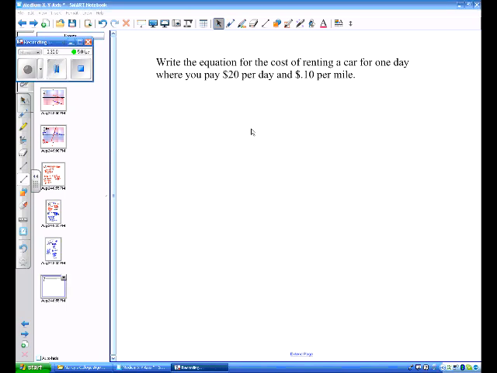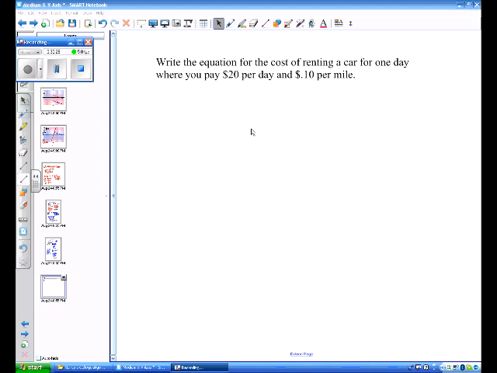The last thing that we want to look at in this lesson is how we would use some of this information and just write equations so that you could find different costs. And so we're going to take a fairly simple one. We want to write the equation for the cost of renting a car for 1 day, where you pay $20 per day and 10 cents per mile.